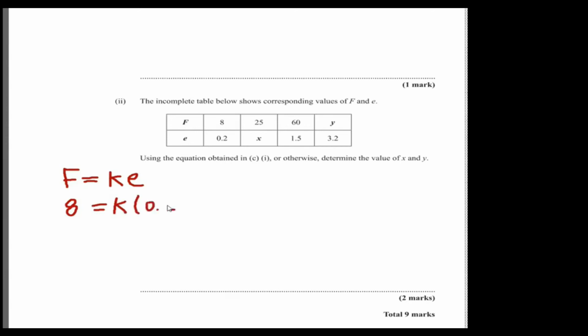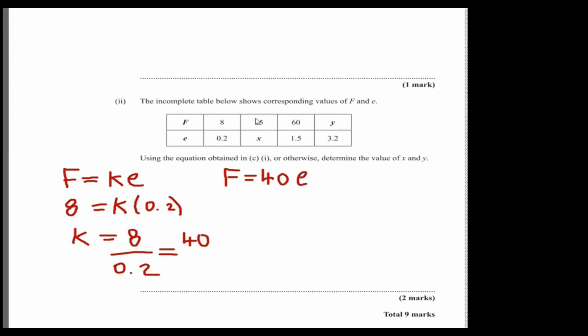And so if we divide both sides by 0.2, we find out that K is 8 over 0.2. So that's the constant. K works out to be 8 divided by 0.2, that is 40. So the constant is 40. So what we're actually saying then is the force is equal to 40E. So now it's easy to do any of them.